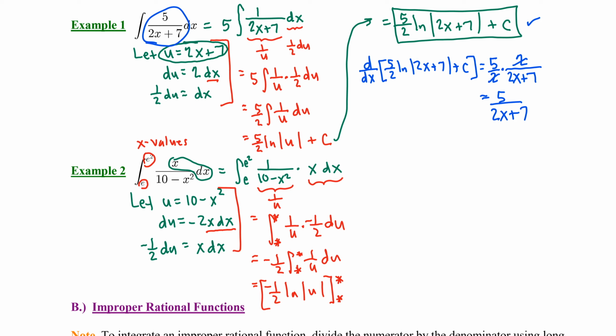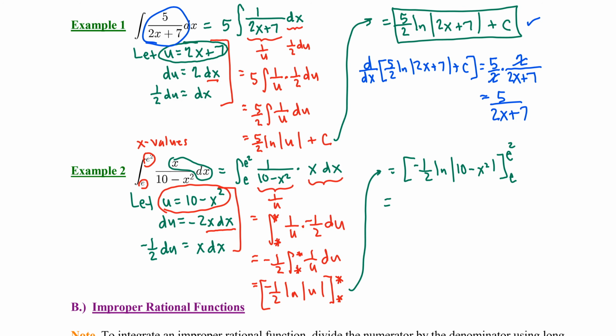We're going to go back and get our original variable x and plug that in for u, and then we can use those original x values. So I'm going to change colors to show that we're going back to x. We end up with negative 1/2 times the natural log of the absolute value of 10 minus x squared. Now we can evaluate that from e to e squared.